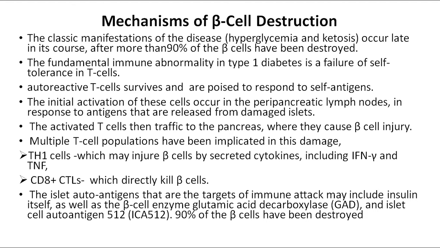Autoreactive T cells survive and are poised to respond to self-antigen. The initial activation of these cells occurs in the peripancreatic lymph nodes in response to antigens released from the damaged islets of Langerhans. The activated T cells then traffic into the pancreas where they cause beta cell injury. Multiple T cell populations have been implicated in the damage, but the CD8 positive cytotoxic T lymphocytes, which directly kill beta cells, play the major role in beta cell destruction.